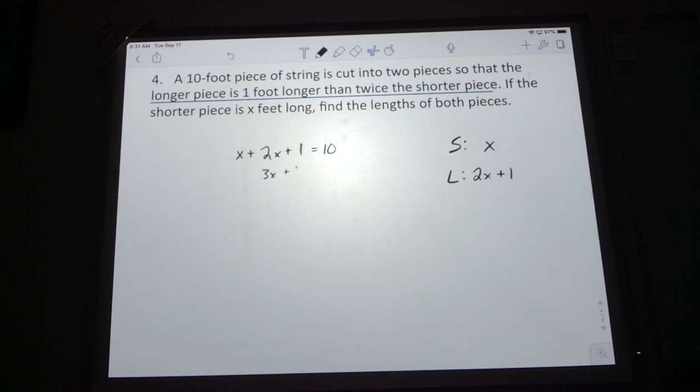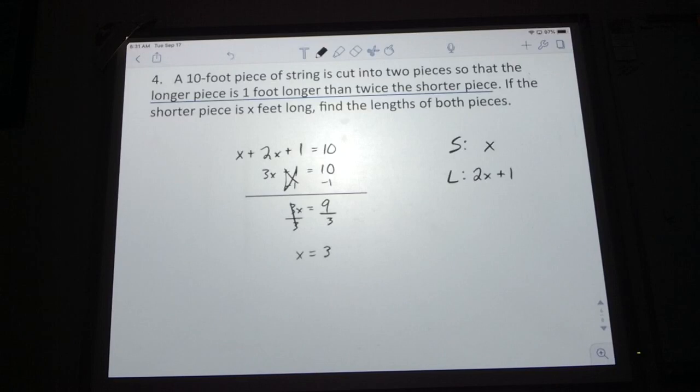3X plus 1 equals 10. When we combine our like terms, subtract 1 from both sides. 3x equals 9. Divide both sides by 3. X equals 3. Okay, before we type that in, before we highlight it, we need to read the question again.